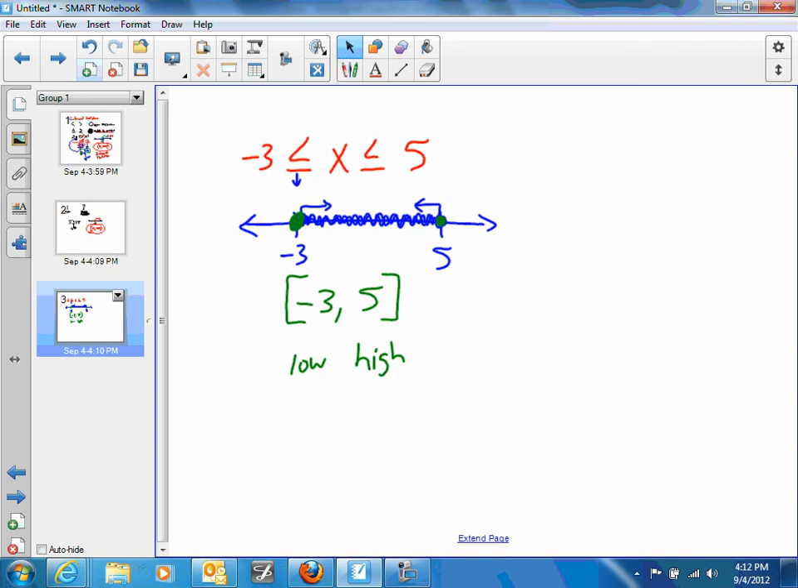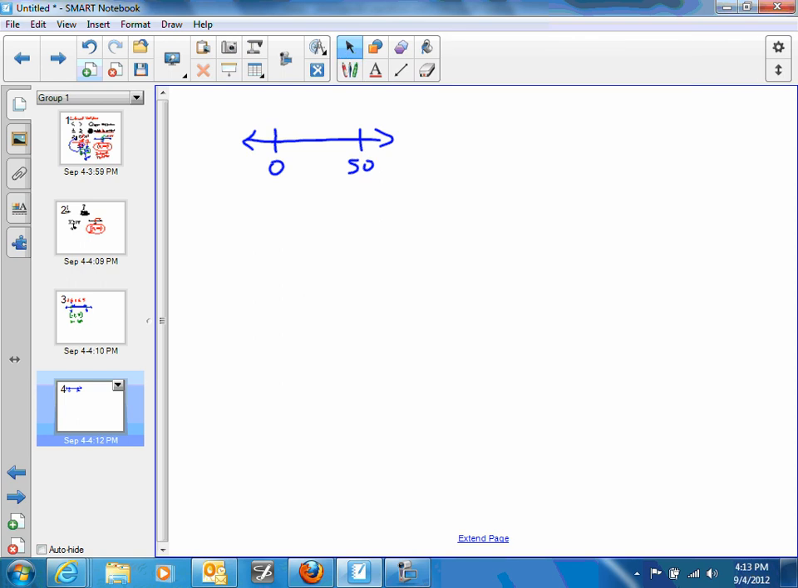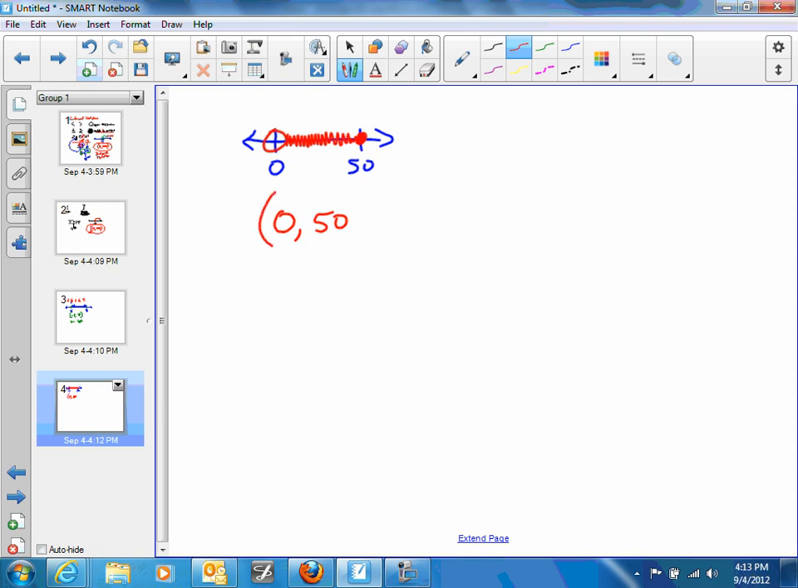So let me give you a few numbers here and have you guess which ones would go with each other. For instance, if I gave you the graph 0 and 50, and I want 0 to be open, and I want 50 to be closed, and we're going to shade in between. Well, in this case, I write down my two numbers, so it's between 0 and 50. Since 0 is open, we put a parenthesis. Since 50 is closed, we put a bracket. So again, remember, parenthesis refers to open. Bracket refers to closed.